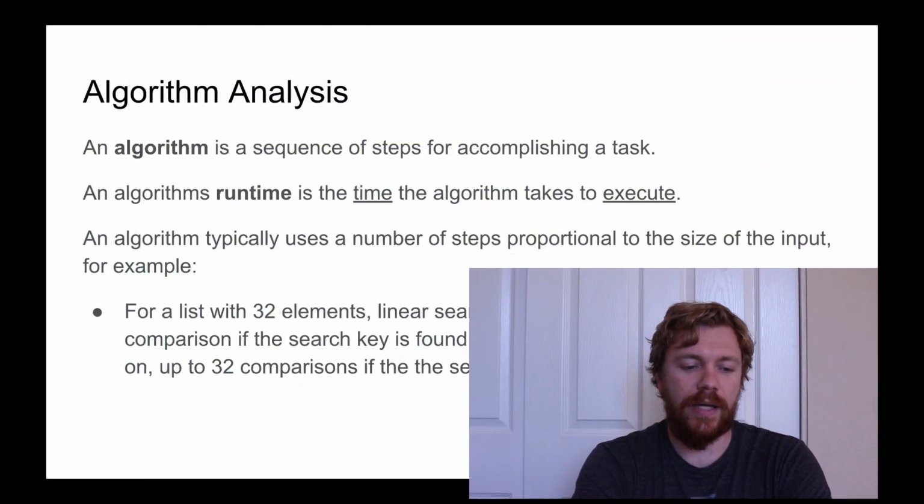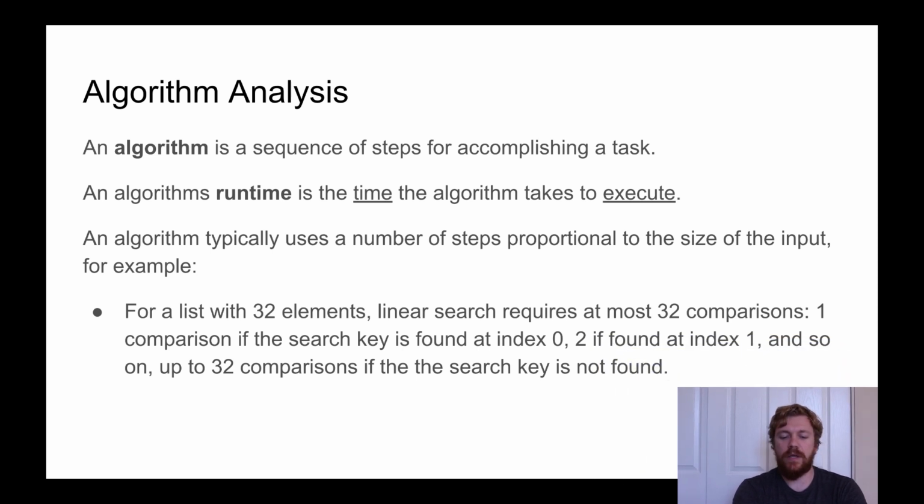So if we dive into the slides, to continue on with the recap, an algorithm is a sequence of steps for accomplishing some sort of task. So for example, with searching, you were searching for some sort of value within some sort of collection. And in terms of sorting, what you're trying to do is rearrange the elements within some sort of collection or array to be in sorted order, whether that is ascending or descending. An algorithm's runtime is the time the algorithm takes to execute.